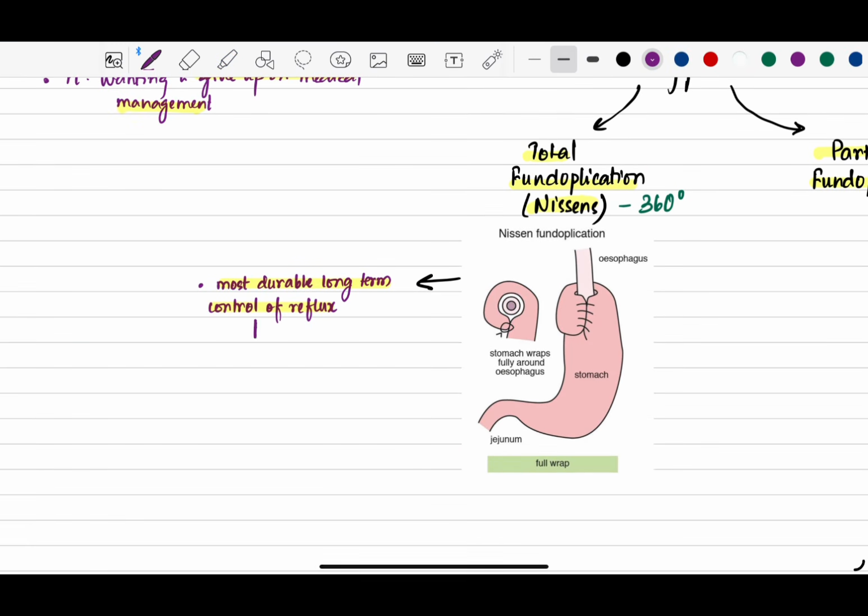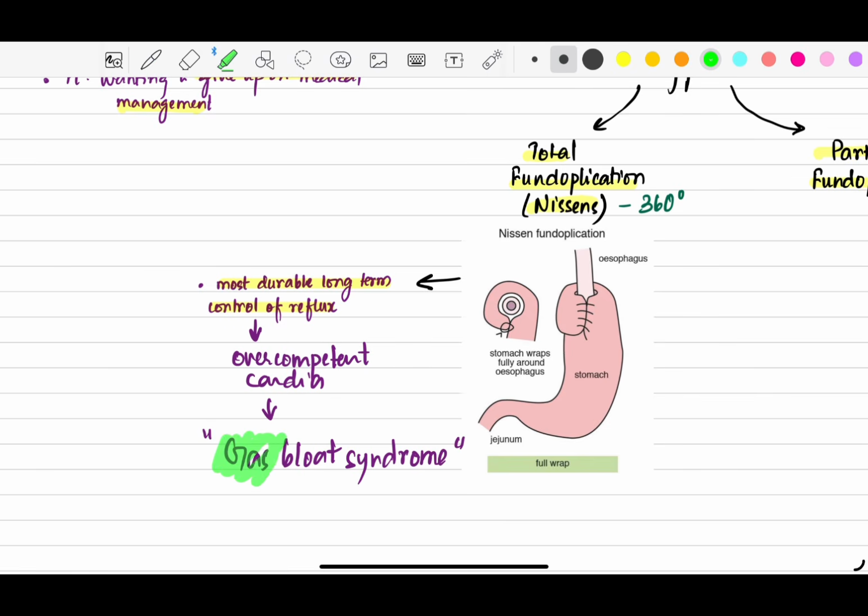Even though it provides the most durable control, it results in an overcompetent cardia, and this gives rise to the most common complication associated with Nissen's, which is known as gas bloat syndrome, and this is the only reason why Nissen's is not recommended as a treatment of choice anymore. So let me color this in a different color to highlight it.